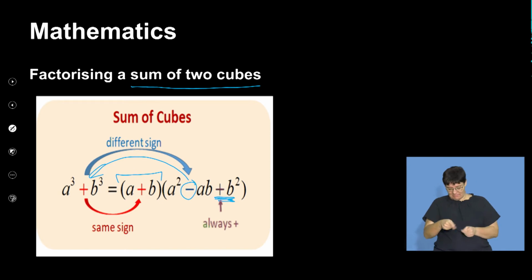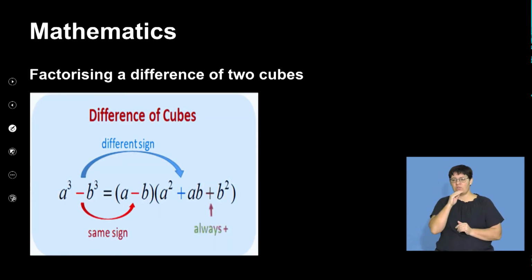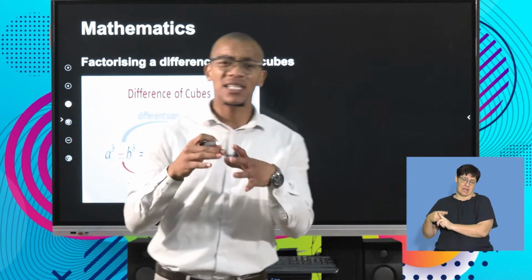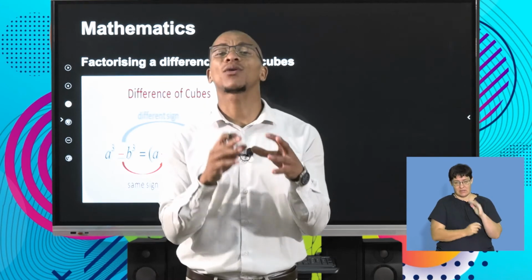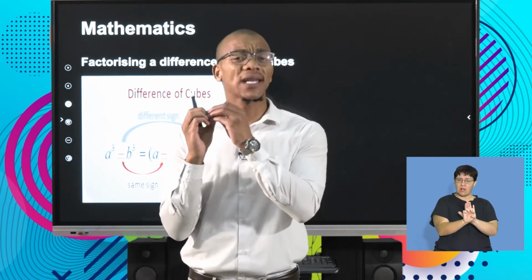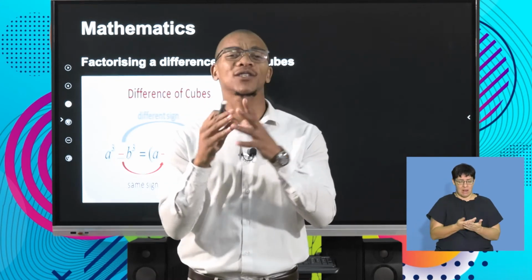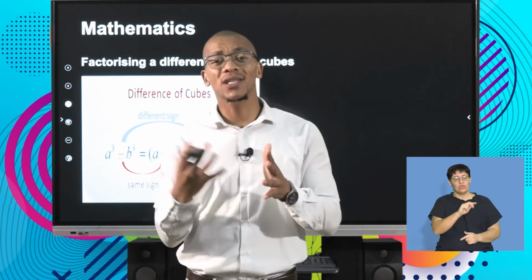And for the difference of this, it is more or less the same rule that we are using here. If it's a minus here, the first bracket must be a minus. The second term there will always be the opposite of that, meaning plus, but the last term will always be a plus. So please just jot down these rules. I will show you when we do examples how exactly you apply this when trying to factorize the sum of cubes or the difference of cubes.